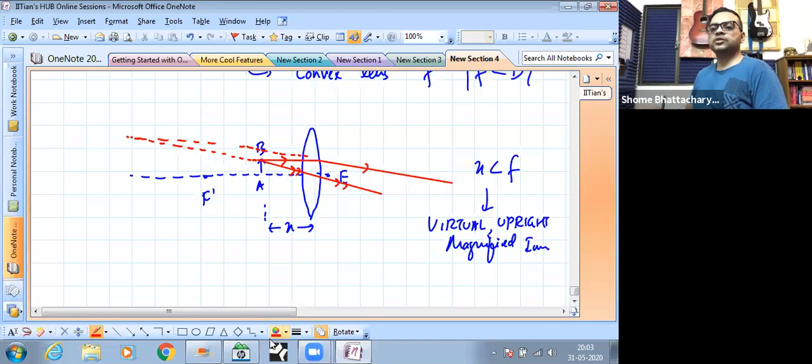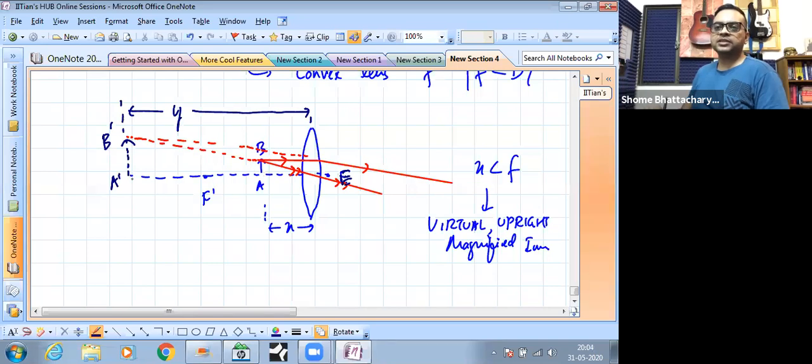Something like this will happen. So it will produce a virtual, magnified and upright image, let's say A prime B prime, which is at a distance of y. So what happens is the observer on this side, his eye, does not perceive this object AB, it perceives the image of AB, which is A prime B prime, and which is at a distance y.